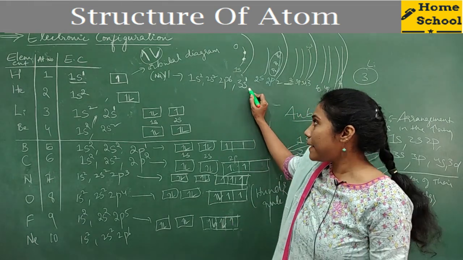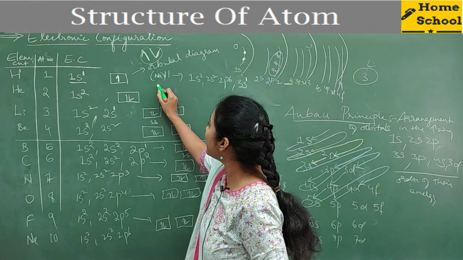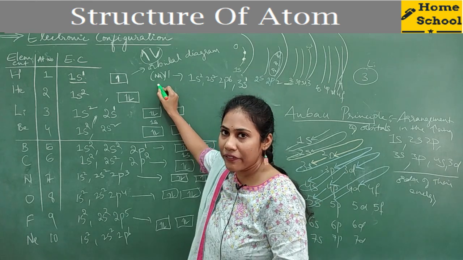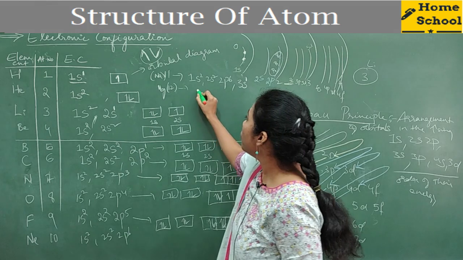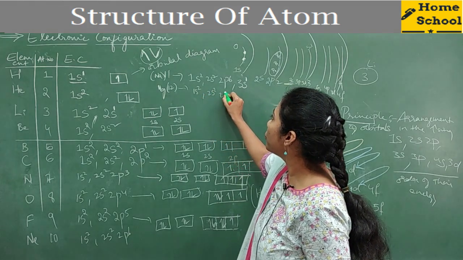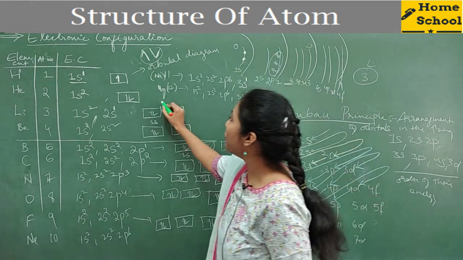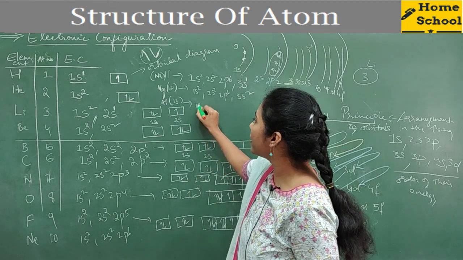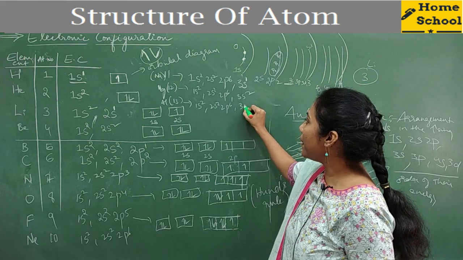Once the 3s subshell is completed, now let us see the next atomic number. After sodium, what do you have? Magnesium, right? Atomic number 12. So what is the electronic configuration? 1s2, 2s2, 2p6 and 3s2. Okay, now you see aluminium. Atomic number 13, electronic configuration 1s2, 2s2, 2p6, 3s2 completely filled.